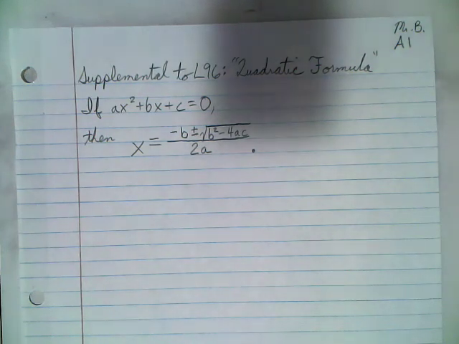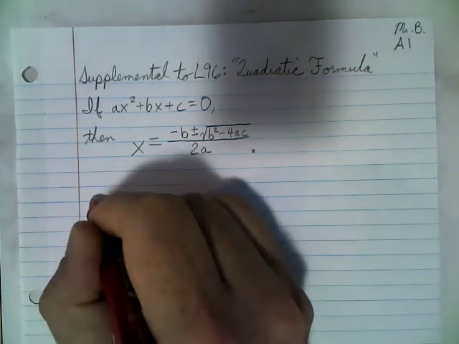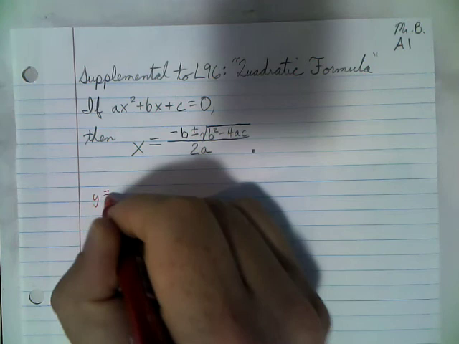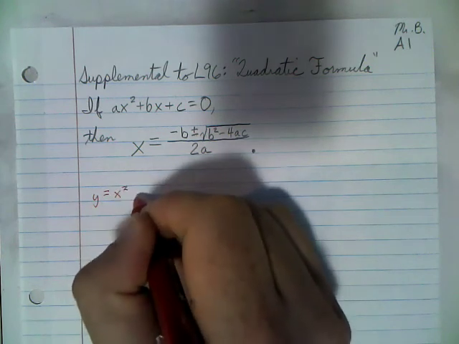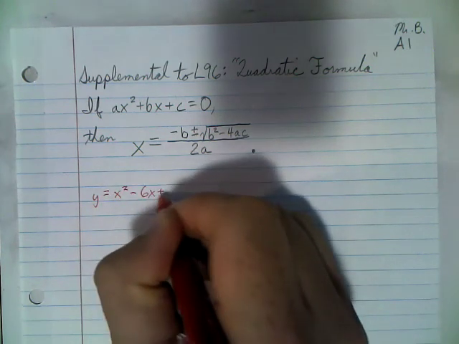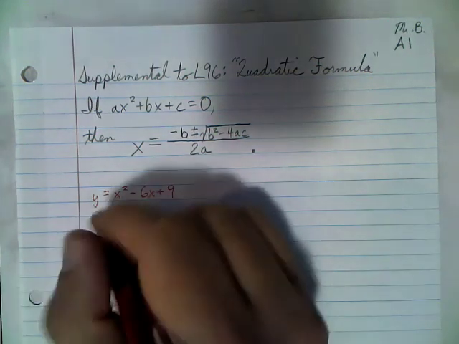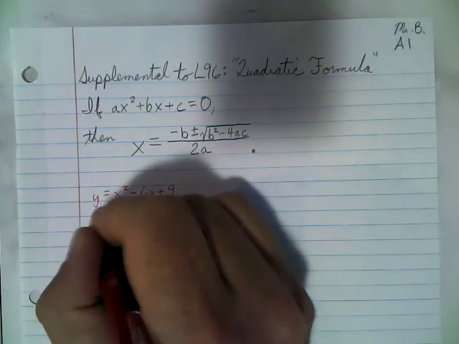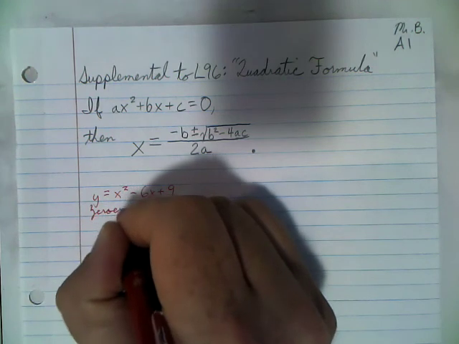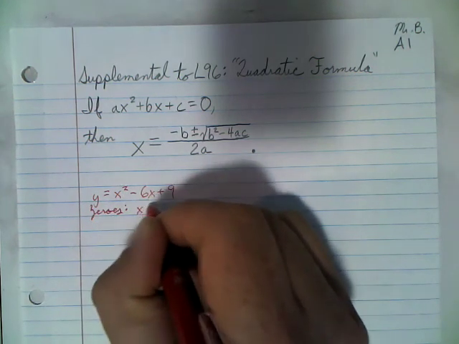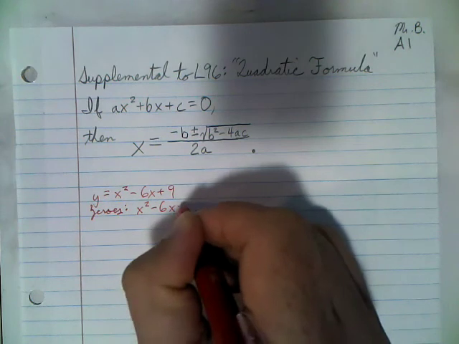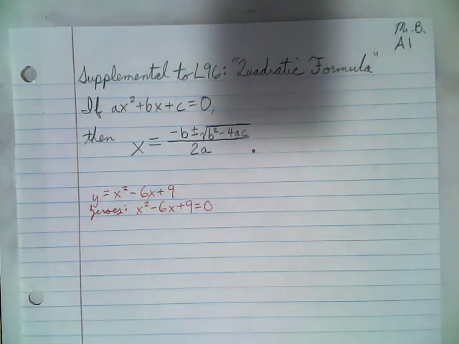So ladies and gentlemen, we're going to take a look at a few examples of this. So let's start off with y equals x squared minus 6x plus 9 as our equation. So if that's my equation, then to find the zeros, we're going to solve x squared minus 6x plus 9 equals 0.